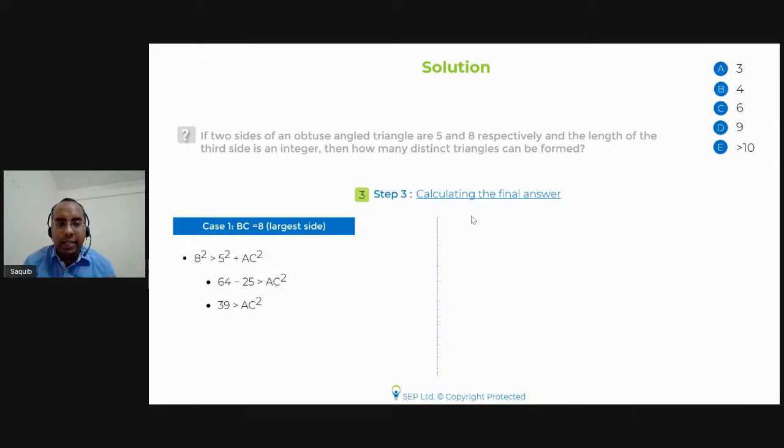If you notice, AC square is less than 39. What does that mean? Less than 39. And keep in mind, AC is an integer. Okay, so what I can say is that AC will be less than or equal to 6. The values would be 6, 7, 8, whatever it has to be.